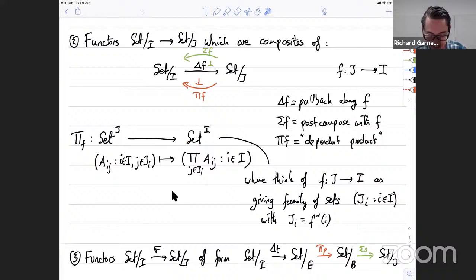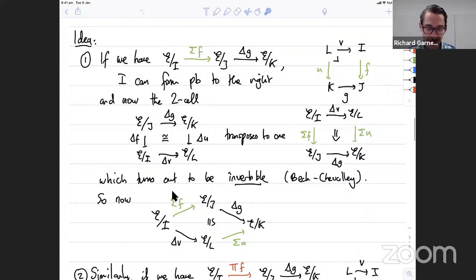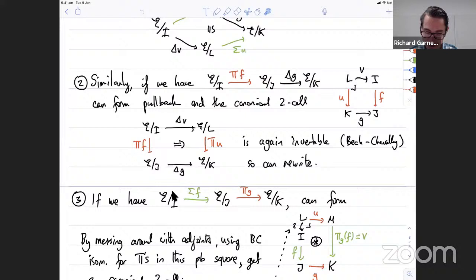And we spent some time showing that any such composite of functors could be reduced to one like this. But the point is that this reduction could be done not only for functors between slices of set, but for functors between slices of any category E with pullbacks, functors of this form. And so here was the idea. You want to rewrite any composite of sigmas, pis, and deltas as a delta followed by a pi followed by a sigma. So you basically just show that if I've got a sigma followed by a delta, I've got a way of writing it as a delta followed by a sigma by forming a pullback. Similarly, if I've got a pi followed by a delta, then again, I can form a pullback, and then I can use that to rewrite it as a delta followed by a pi.